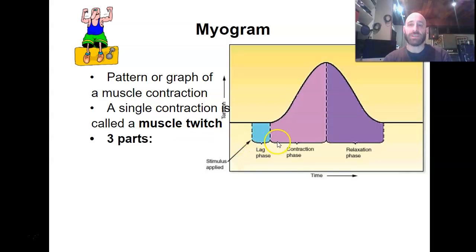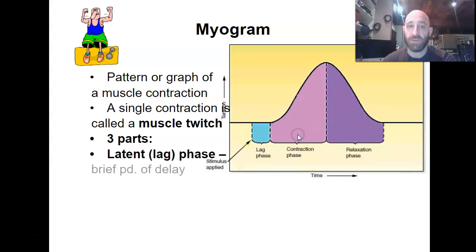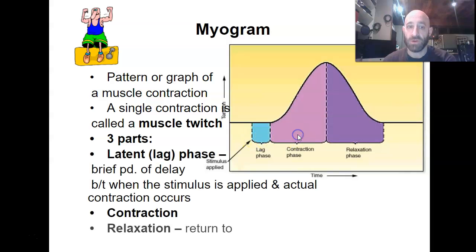Let's talk about what's actually happening during a muscle contraction when we're talking about a myogram. If you take a look here, this is a myogram right here. As you can see, it's broken into three distinct phases or parts: the lag phase, the contraction phase, and the relaxation phase. I'm going to talk about those, and then we're going to talk about the different things that can happen when you're actually using your muscles.